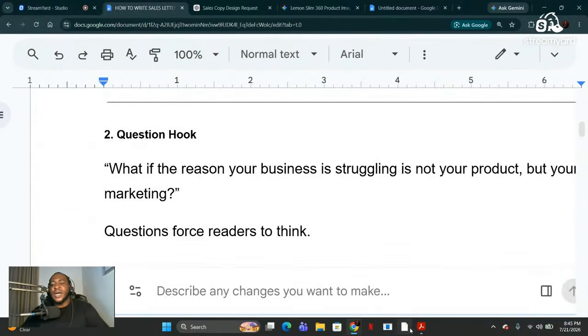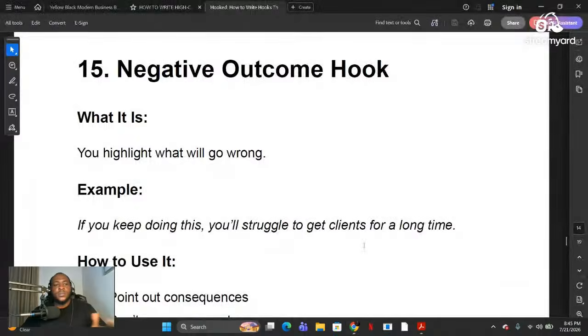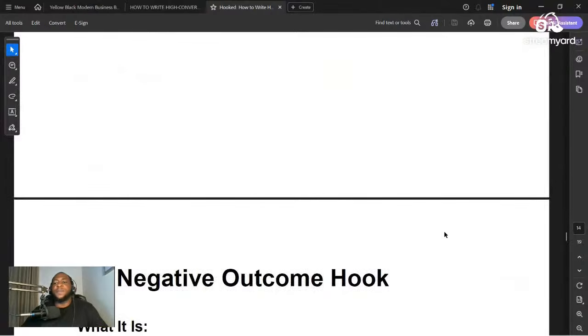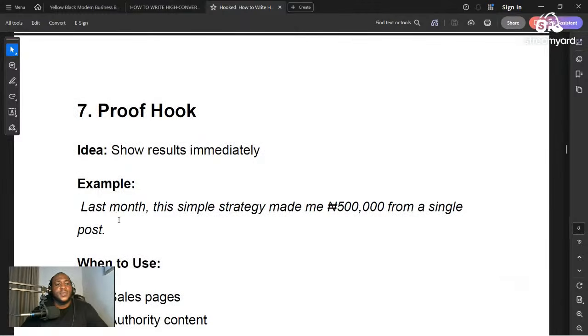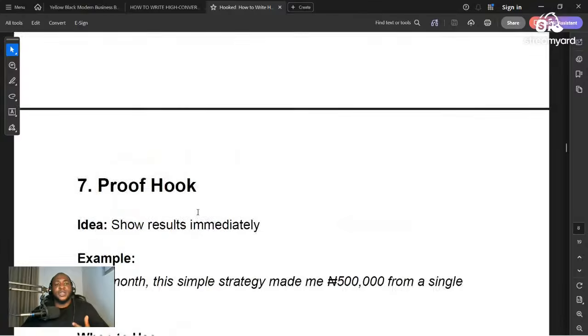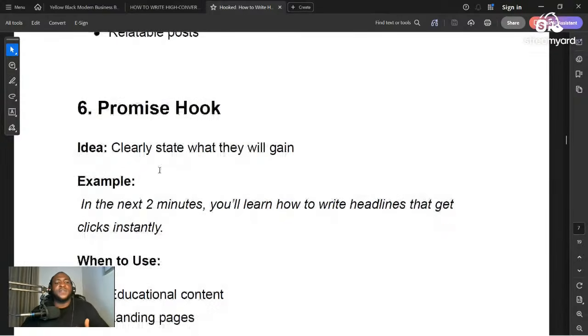Now we can either pick one from our hook book. This is our hook book. Let's pick one so that it will not look like the last one. Okay, let's use the proof hook. Last month, this simple strategy made me XYZ. You understand? So let us show results immediately. Okay, I think the headline showed results. So let us find another hook.